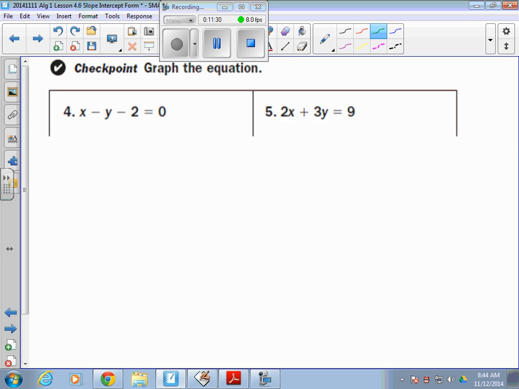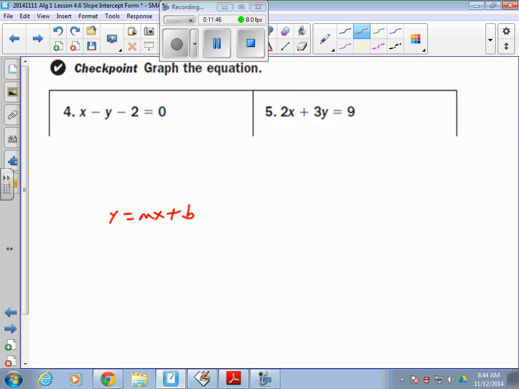Okay, then you had to graph the equation x minus y minus 2 equals 0. Make it say slope-intercept form, y equals mx plus b. Make it easy on yourself. That's what we're trying to get. We want it to say y equals mx plus b.